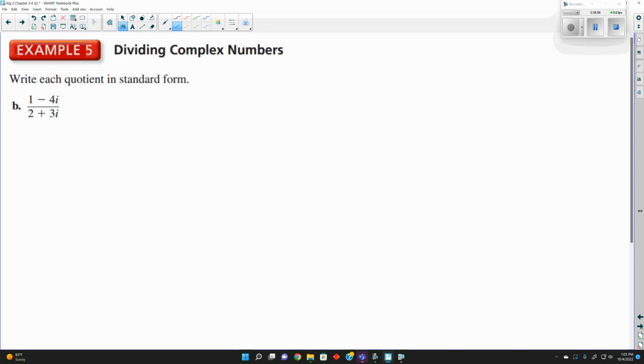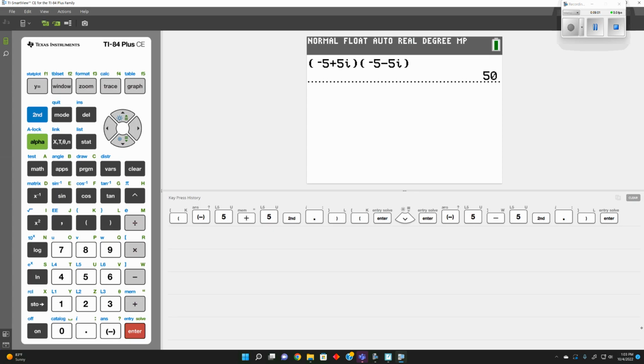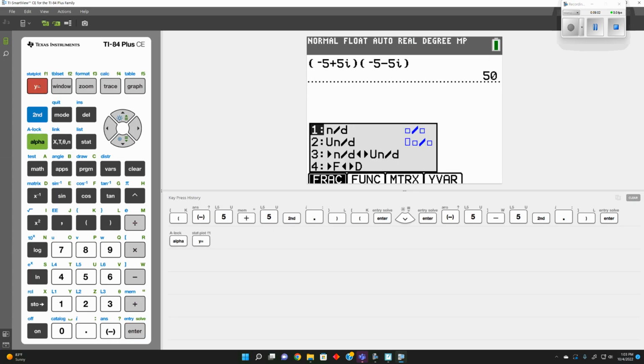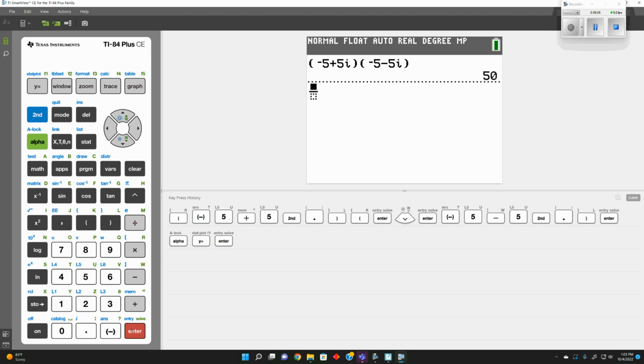So the fraction is alpha y equals, enter. Alpha, equals, enter. Okay, so try it again. Alpha y equals, enter.